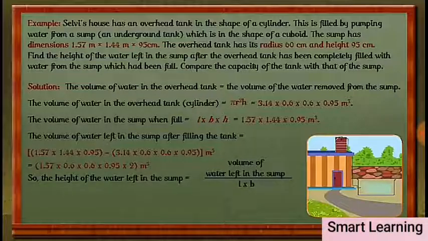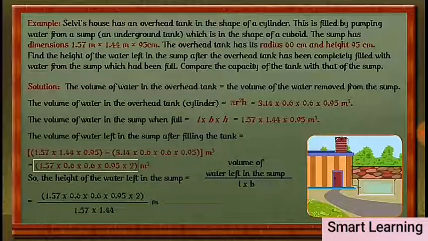So, the height of the water left in the sump is equal to volume of water left in the sump upon L into B. Putting values we have 1.57 into 0.6 into 0.6 into 0.95 into 2 upon 1.57 into 1.44 meters is equal to 0.475 meters is equal to 47.5 centimeters.